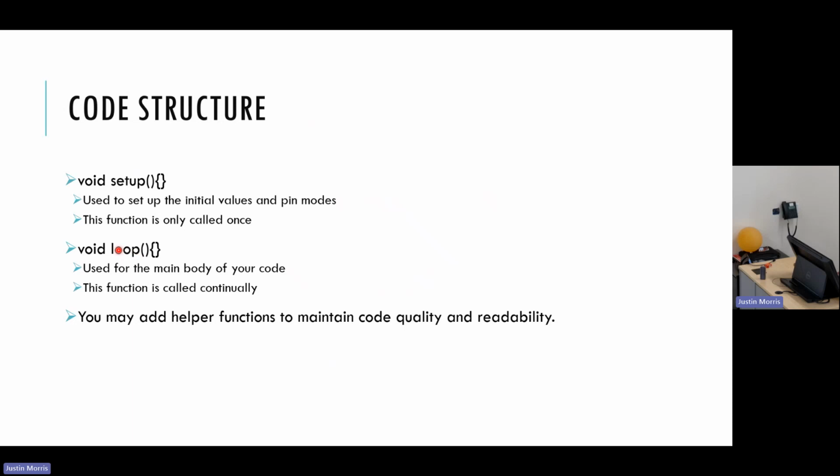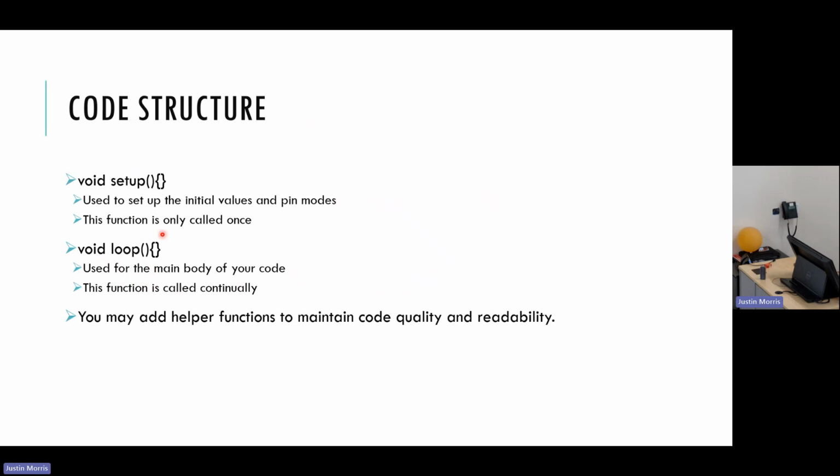And then you have another function that also returns nothing called loop. This is the main body of the code. This gets called continually. So it's put in a while loop, essentially, and it will just keep running. So this is where you put the main body of your code. So this is where you would read from sensors, write to actuators. And we'll look at the functions that you would use to set up the pins, as well as to read or write to those sensors and actuators.